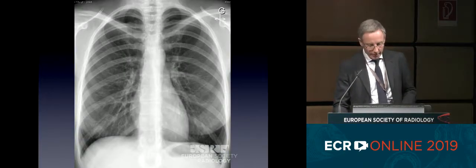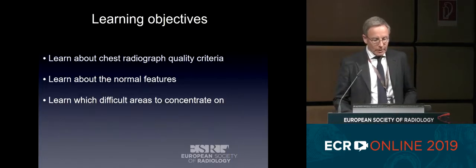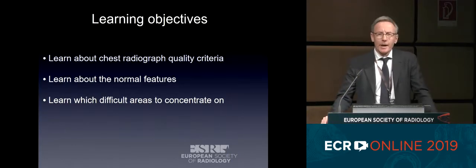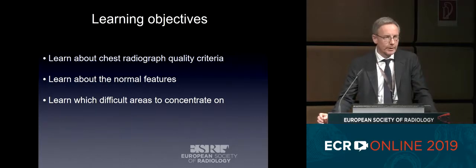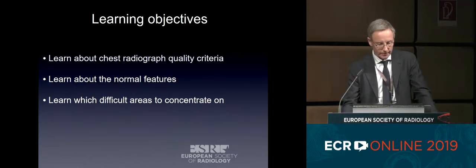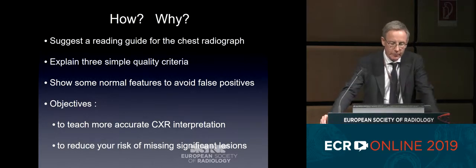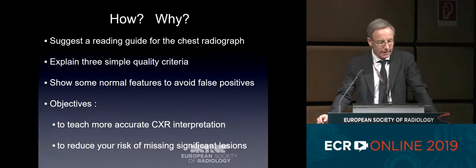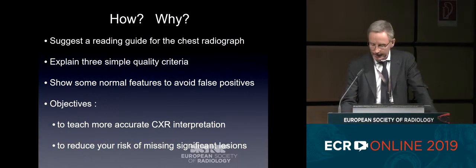This is a normal chest radiograph. You will learn about quality criteria for the chest radiograph. You'll learn about normal features, and you will learn which difficult areas to concentrate on. How? By suggesting a reading guide for the radiograph. I'll explain three simple quality criteria. I'll show some normal features so that you avoid false positives. And then the objectives of the whole session is to teach you to accurately interpret the chest radiograph and hopefully reduce your risk of missing significant lesions.